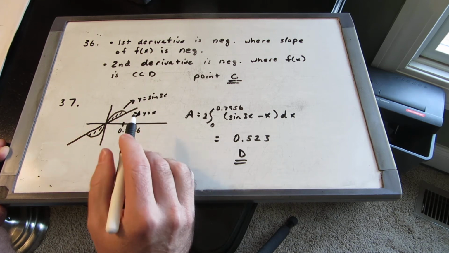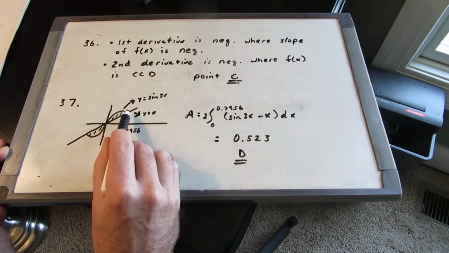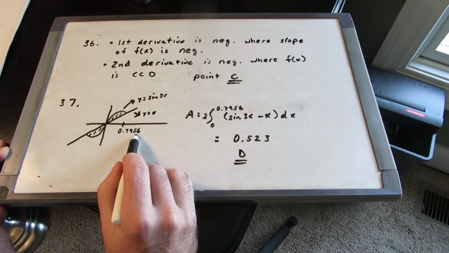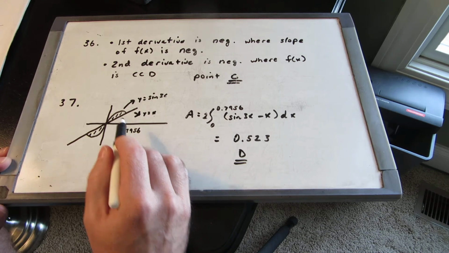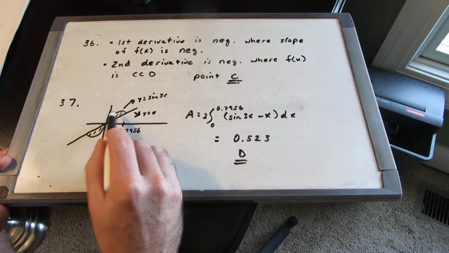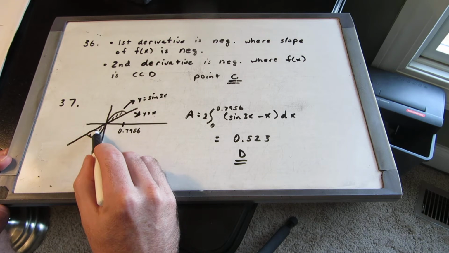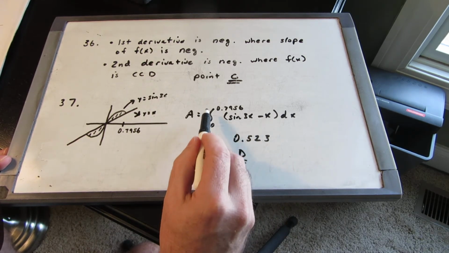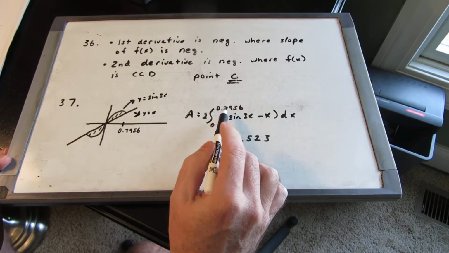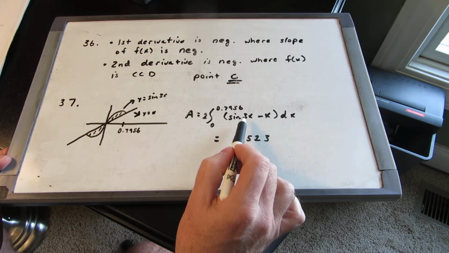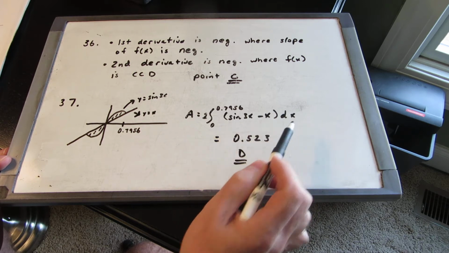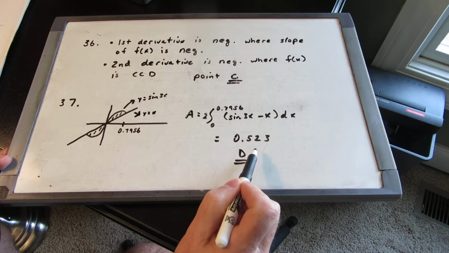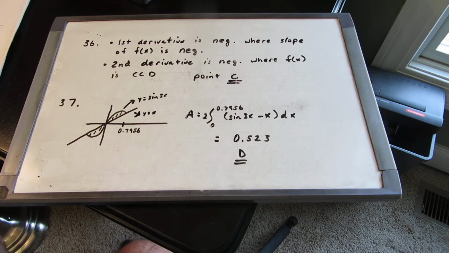So you can just use your calculator solve to see where sine 3x is equal to x. Solve that and you'll get 0.7956. And then you can just double this area, since this will have the same area to the left side. So setting up that integral, the area is going to be 2 times the integral from 0 to 0.7956 of the top minus the bottom, sine 3x minus x dx. So put that in your calculator and you should get 0.523, which is D.